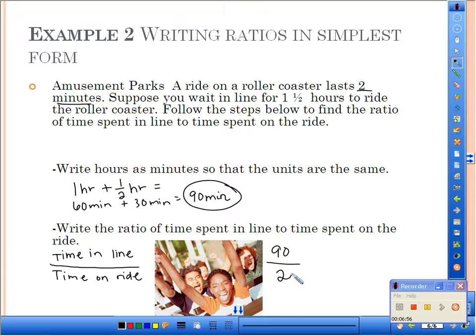Now, you always want to simplify your ratios. So think of a number, mental math, that can go into both of these numbers evenly, and I think of 2. 2 will go into 2 one time, and 2 will go into 90 45 times. So our ratio is 45 to 1, or you could write it 45 colon 1. 45 to 1. This means the ratio of time spent in line to the time spent on the ride is 45 to 1.